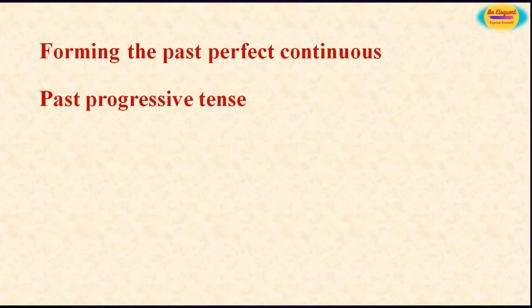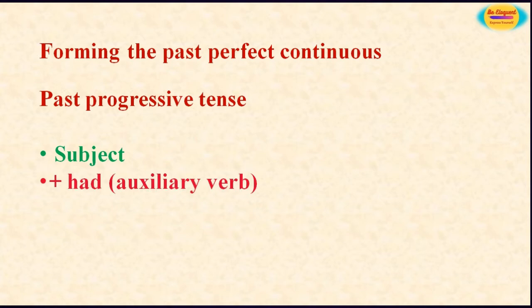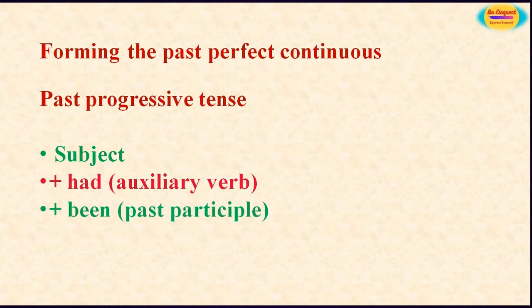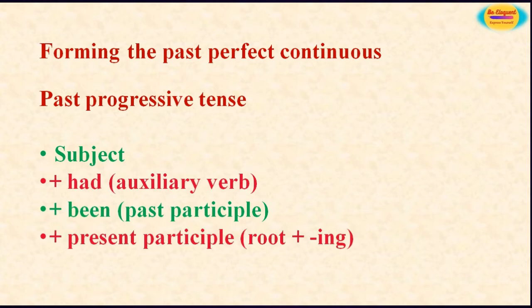Past perfect continuous tense is constructed using subject and had, which is an auxiliary verb, been, which is a past participle and second auxiliary verb, present participle, which is root form and ing, along with time reference.